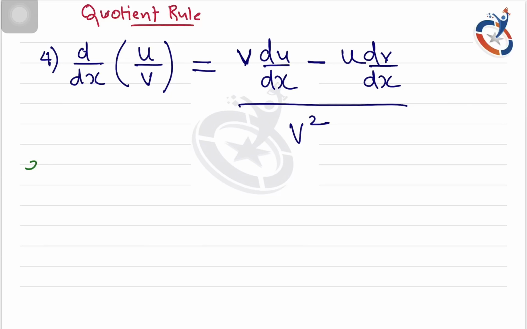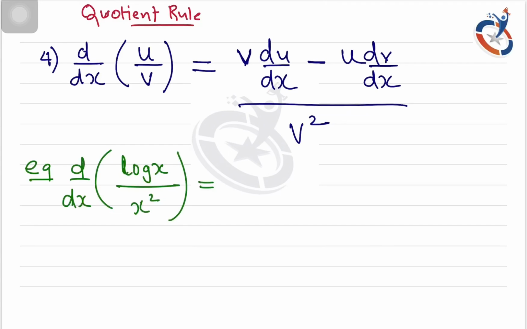Take one example here. Tell me what's the derivative of log x upon x square. So how do you solve this? You start with the denominator. What is the denominator? X square into the derivative of log x. What's the derivative of log x? 1 by x, right? Minus log x, the second term, into the derivative of the denominator.